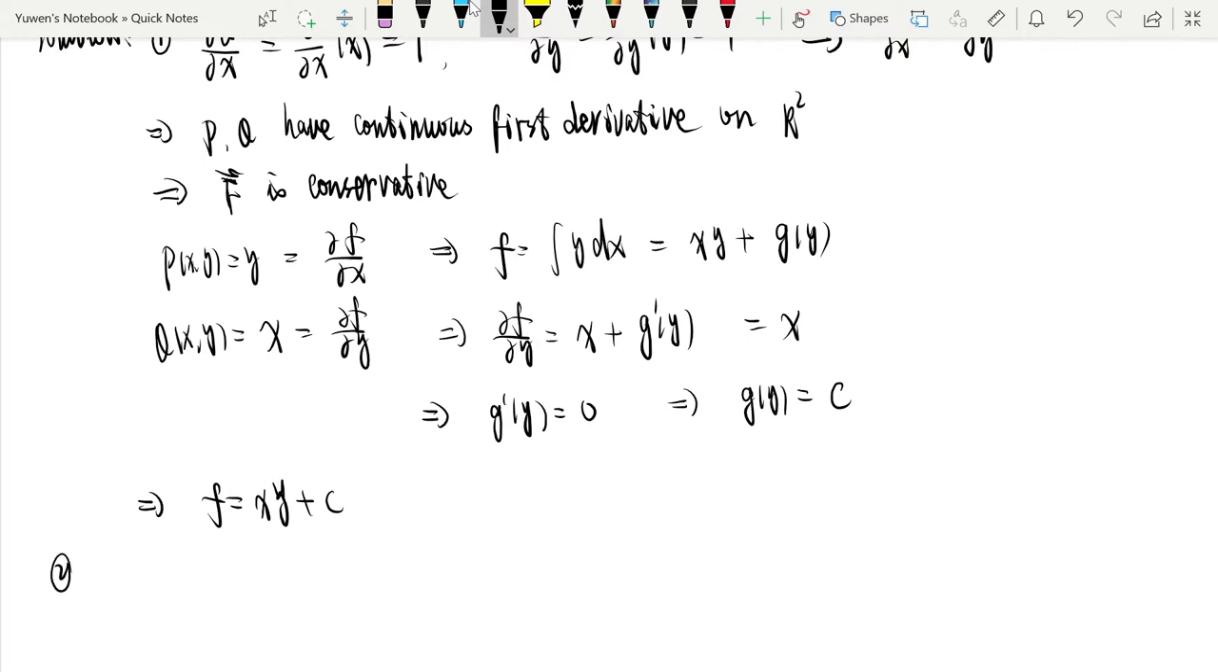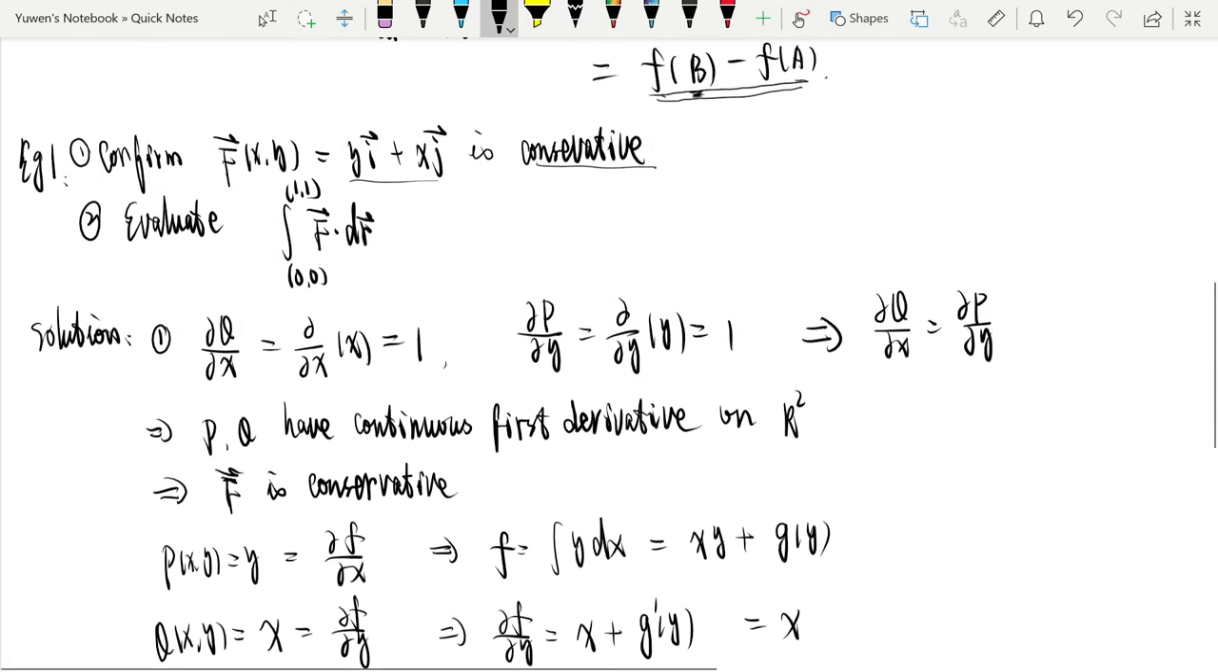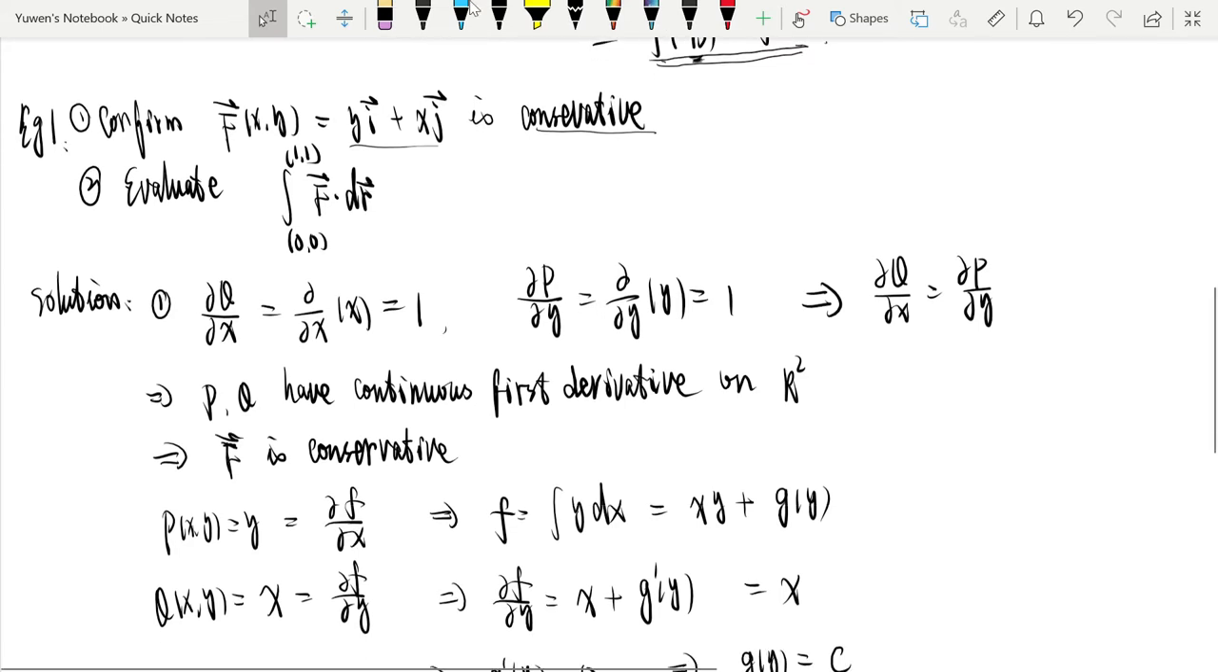The second part, from (0, 0) to (1, 1), the integral of F dot dr is f(1, 1) minus f(0, 0). f(1, 1) is 1 plus c, minus 0 minus c, so that equals 1. That is, we use the fundamental theorem to evaluate the line integral.